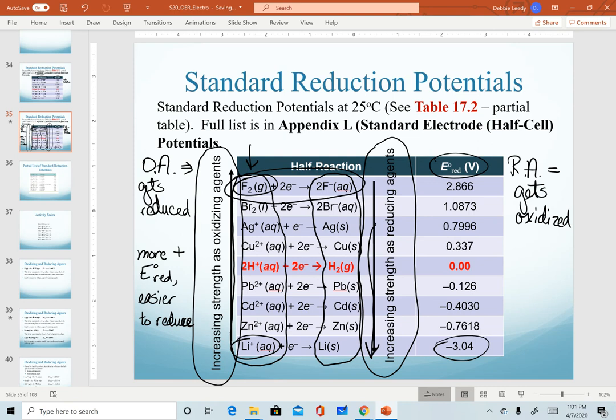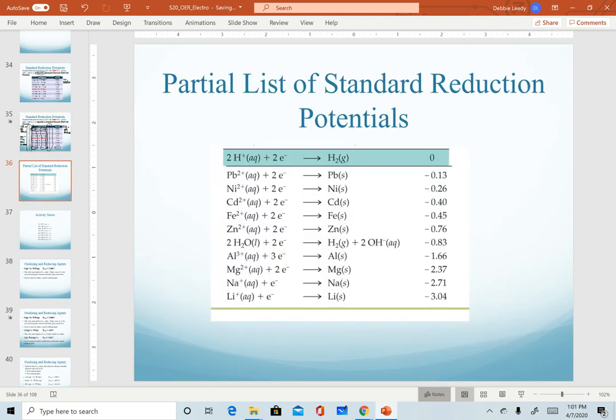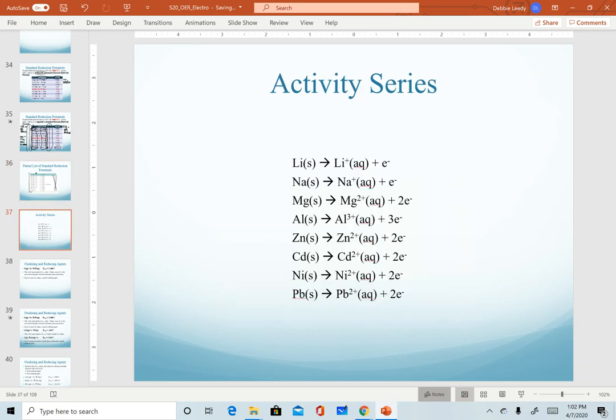Something else I want to draw your attention to is that here we have a subset of standard reduction potentials, and I want you to focus more on the list of substances shown here. Again, these are reduction potentials. They're gaining electrons. Don't focus on these reduction potential values here. What I want you to compare this to is the activity series that you used in Chem 151 to determine if a single replacement reaction would happen. So again, let's go back and forth.